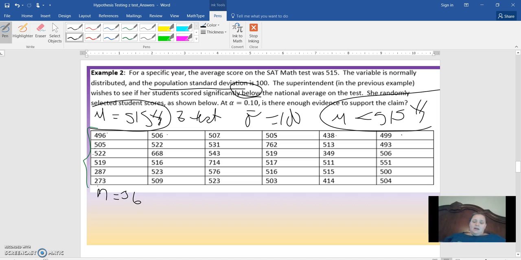All right, and so I'm going to go to just stat, test, Z. We have data. And so I'm going to write 515 for my mu-naught, 100 for my standard deviation. My information is list 1. Okay, and I'm going to go to calculate. And so it gives me information. Okay, I need to stop this video, and in the next video we'll analyze.